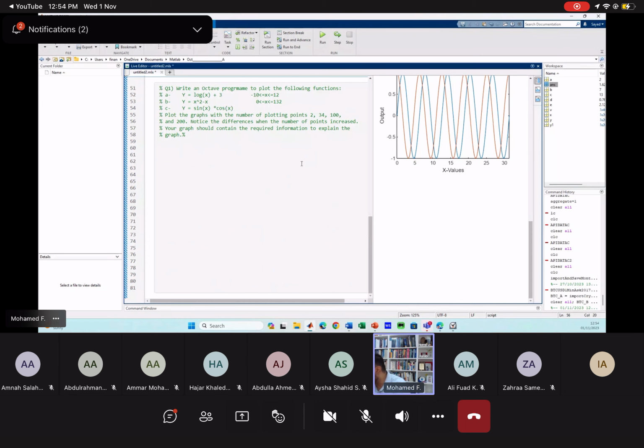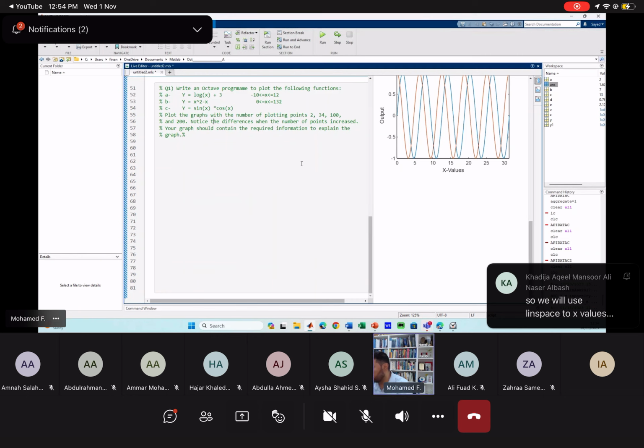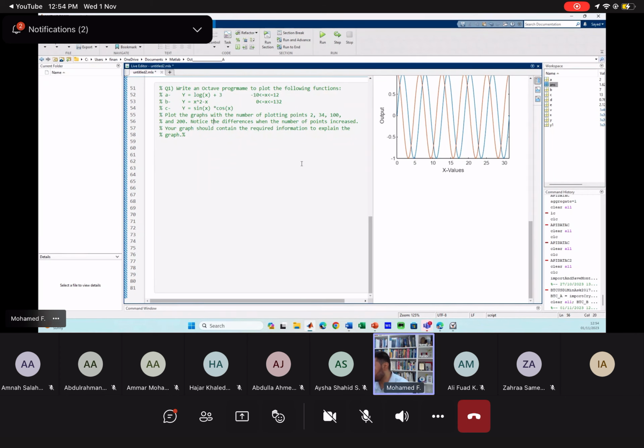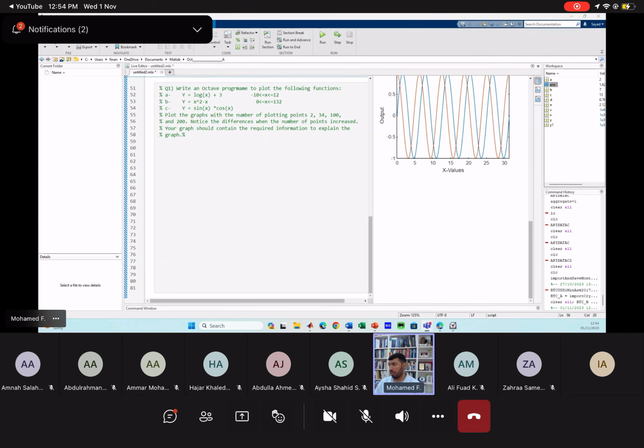Mine is not running in Octave, and it is not showing graphs. Would you like to share your screen? Yes, you are right, Khadija. If you want, you can share your screen. I can solve it with you. Ali and Abdulaziz, if you want to share your screen, you can do that and I will solve it with you. Do you want to? Okay, Abdulaziz, do that.